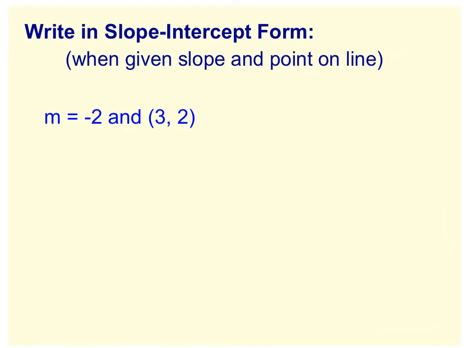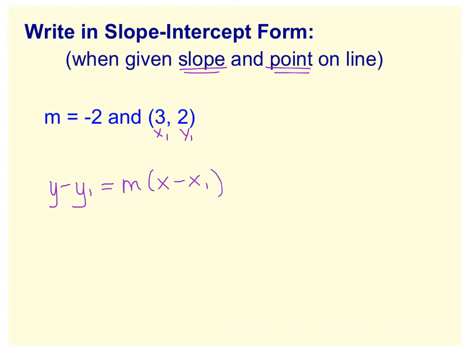Here's a quick example. We've got our slope of -2 and an ordered pair. So here's an x1 and a y1. Well, this is a point and a slope. So if you have a point and the slope, what can you do? Write an equation in point-slope form. So point-slope form we already know. It's y minus y1 equals m times x minus x1.